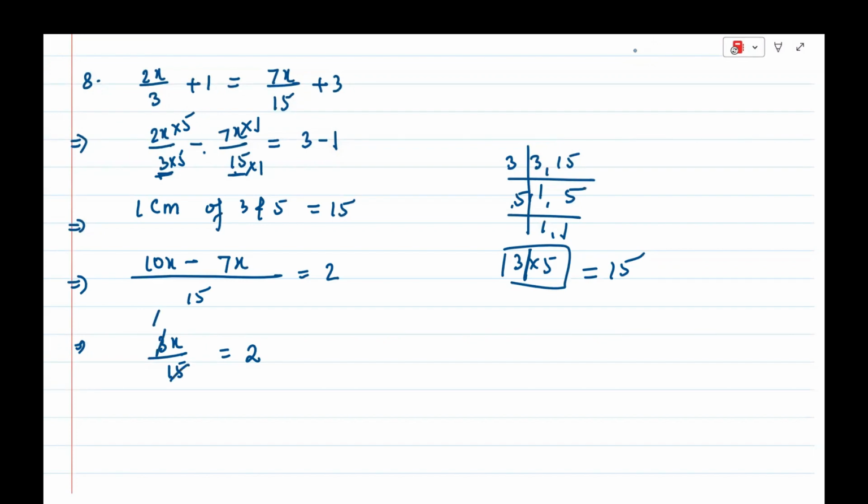I can do the cutting here. 3 1s are 3, 3 5s are 15. It means x upon 5 is 2. As 5 is in division, it will go across as multiplication. The answer is 10. Let's move to the checking part.